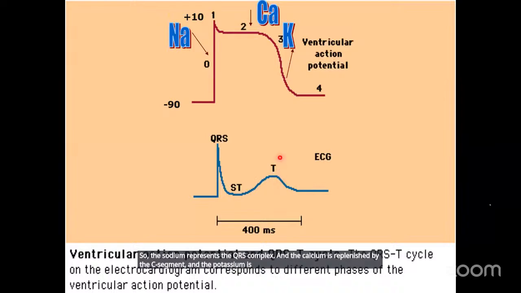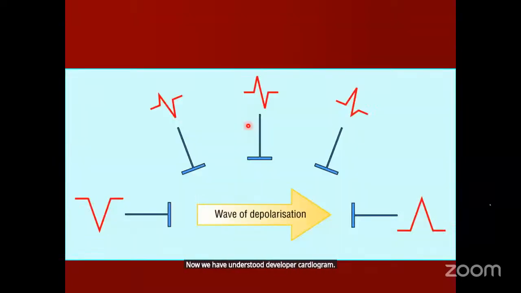the T wave. That's why whenever you have sodium channel abnormalities, like sodium channel blockers, it will affect the QRS complex. Whenever you have hypocalcemia or hypercalcemia, the ST segment is affected. Whenever you have hyperkalemia or hypokalemia, your T wave gets affected. Now you have understood the electrocardiogram and the electrolytes.